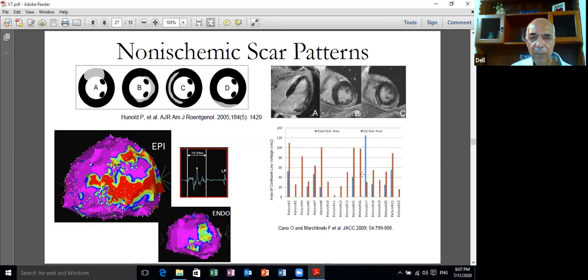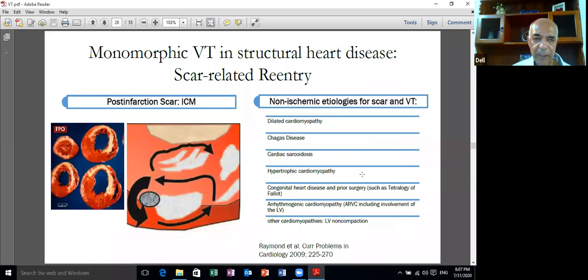So with non-ischemic cardiomyopathy, the scar is less dense, is patchy, is essentially subepicardial, is less on the endocardium, and the ablation is a controversial issue, as we will see from some studies. Now, this is how monomorphic ventricular tachycardia gets generated in the presence of structural heart disease.